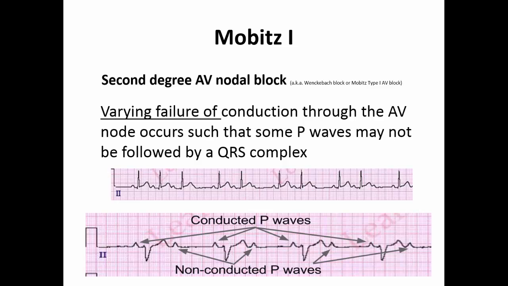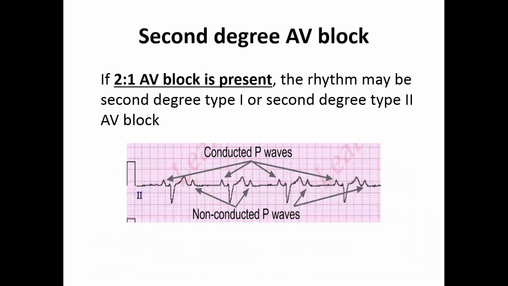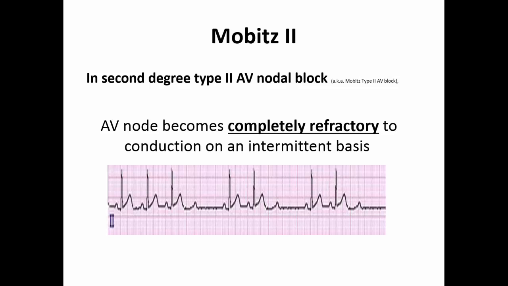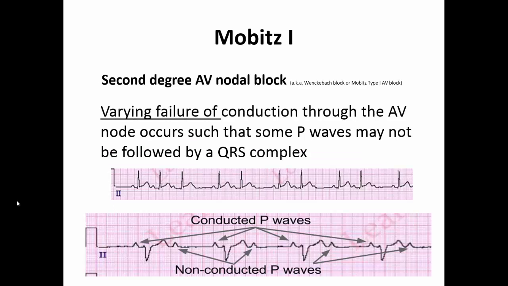So with second degree block, most of the time there'll be a P wave before a QRS, but every now and then there's a P wave with no QRS because you have these non-conducted P beats. Again, for Mobitz type 1 block, which is also known as Wenckebach block, you get this prolongation of the PR. It gets longer, longer, longer till you drop a beat. That's Mobitz 1.